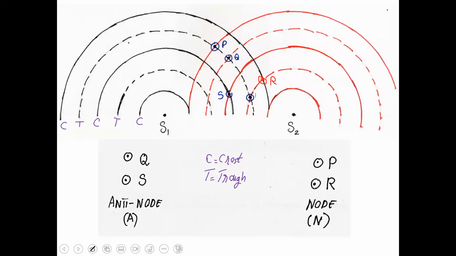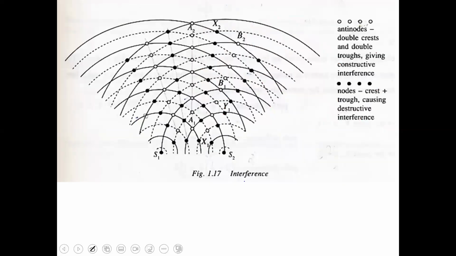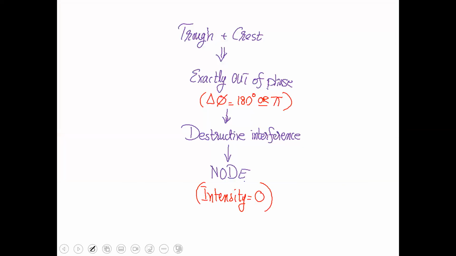It's because it's a point where both of them are meeting. But look at position Q now. Are they both crest or trough at position Q? Yes, sir. Both are troughs. So when trough meets trough, an antinode is formed.